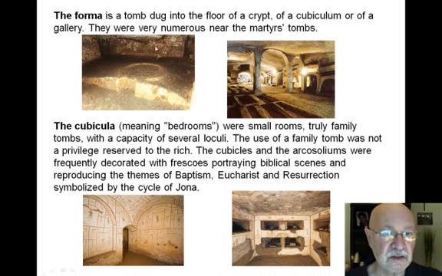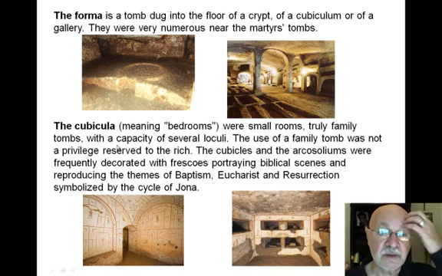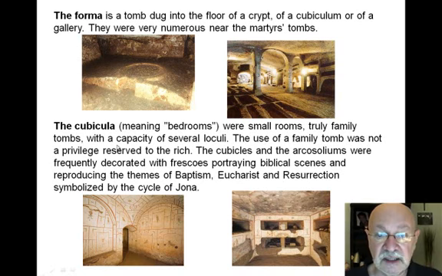The forma is a tomb dug into the floor of a crypt, of a cubiculum, or of a gallery. They were very numerous near the martyrs' tombs. So you can see precisely that they're really in a floor. It's quite large, isn't it? The cubicula, which means bedrooms, were small rooms, truly family tombs, with a capacity of several loculi. The use of a family tomb was not a privilege reserved to the rich.